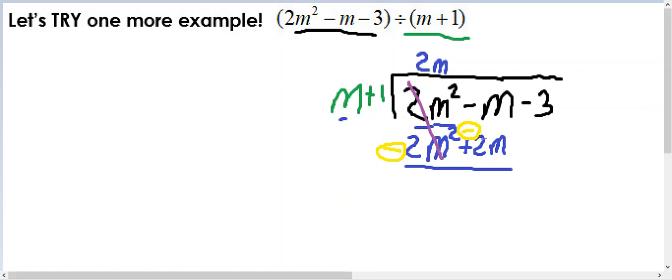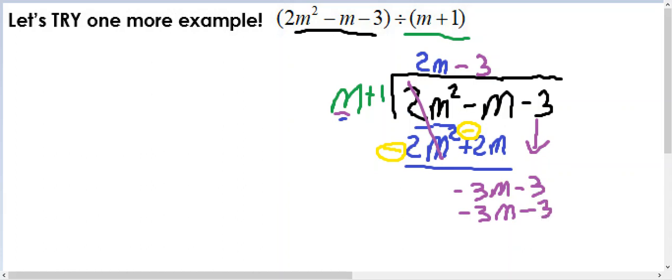Negative m minus 2m would be negative 3m. And then I can bring down what's left over, minus 3. Alright, so now I go back up here again and I say, what times m will give me negative 3m? Well, that would have to be negative 3. So negative 3 times m would be negative 3m. Negative 3 times 1 is negative 3.